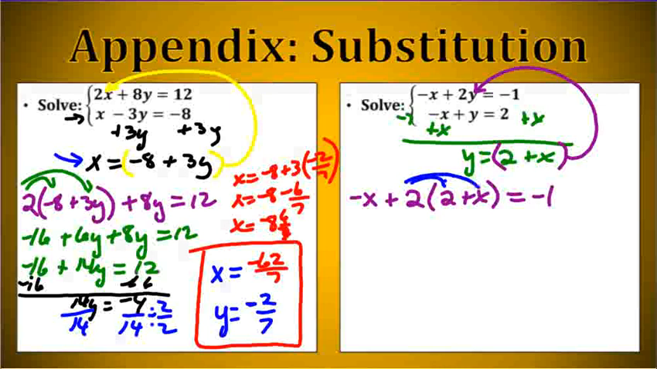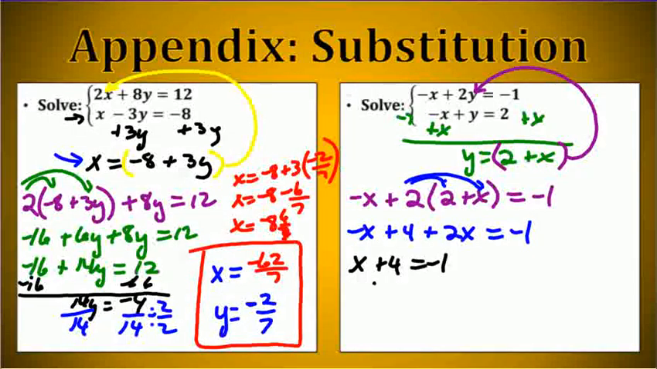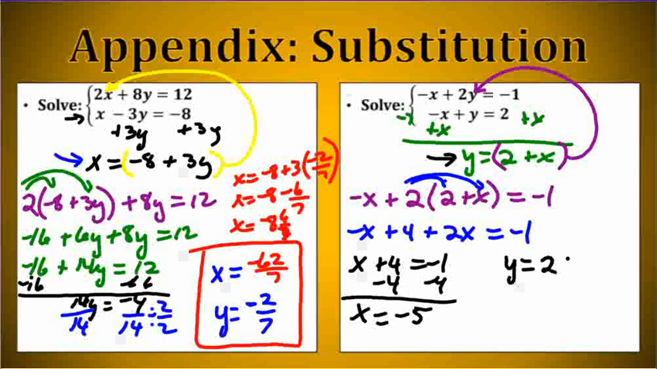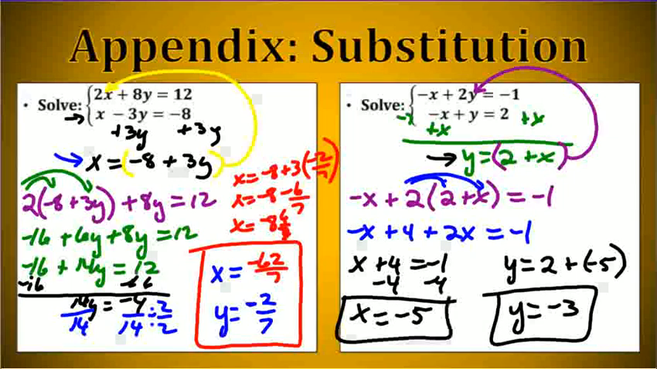I can distribute the 2. So -x plus 4 plus 2x equals -1. I'm going to combine like terms. -1x plus 2x is x plus 4 equals -1. Subtract 4 on both sides. X would equal -5. If x equals -5, I can use this equation to find my y. So y equals 2 plus -5, which would give us an answer of y equals -3. These would be our answers.